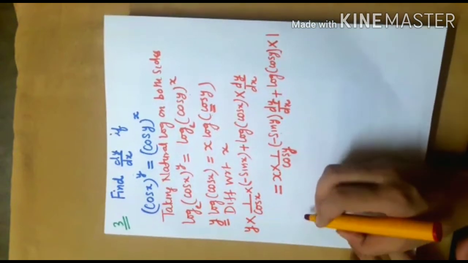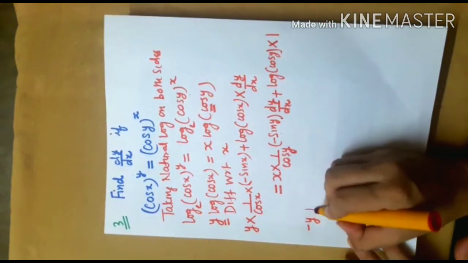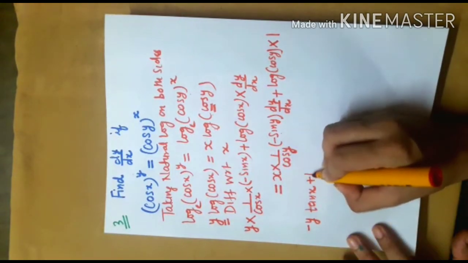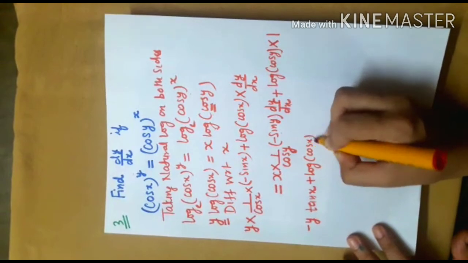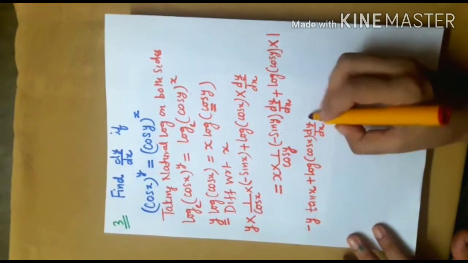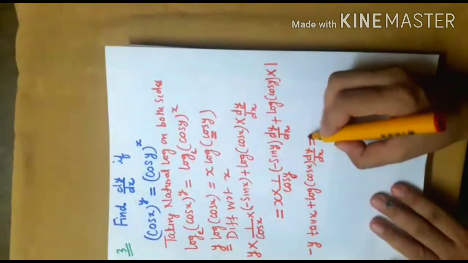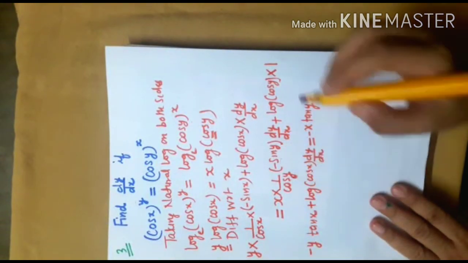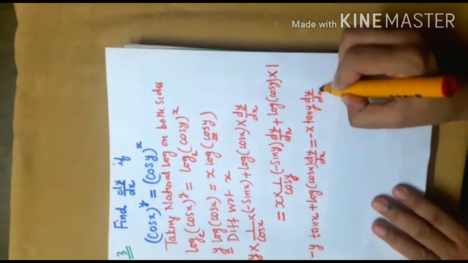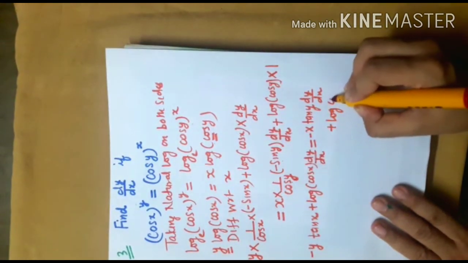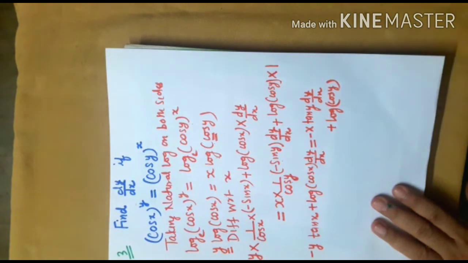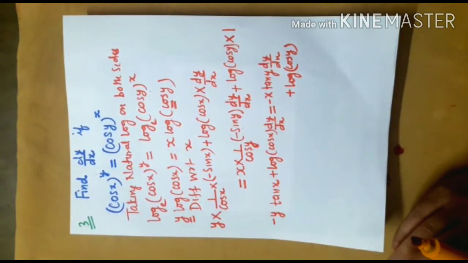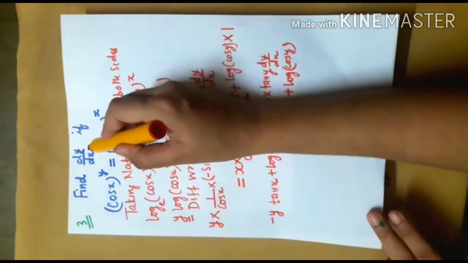So I can write this as minus y tan x, since sin x over cos x is tan x, plus log cos x dy by dx equals, this is minus x tan y, sin y over cos y, dy by dx plus log cos y. Yes, so we have differentiated both the sides. Now I have to find out dy by dx.